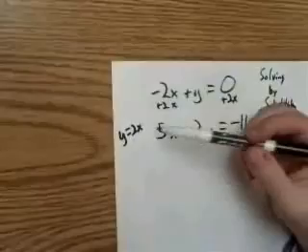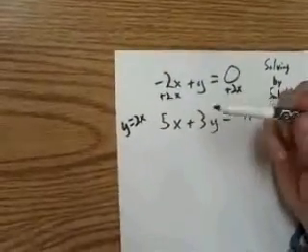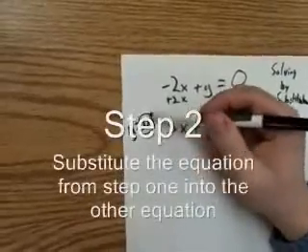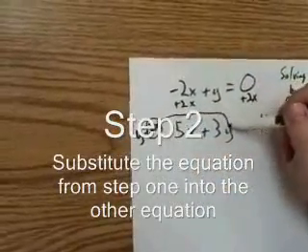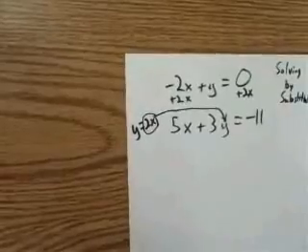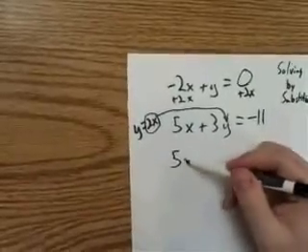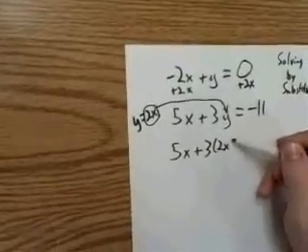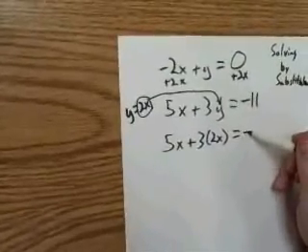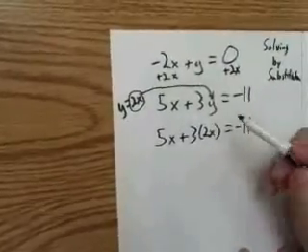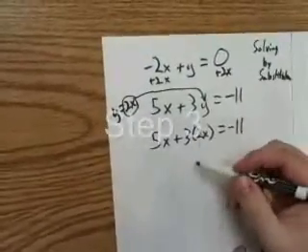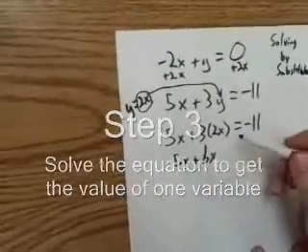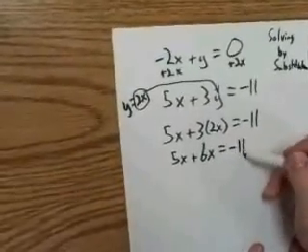What we're going to do with that now that we have this is step number 2. We're going to substitute this into our other equation. We can replace anything with its equal, so we take the 2x and we put it in the place of the y. I'm going to rewrite that equation as 5x plus 3, parentheses, 2x, is equal to a negative 11. Now I just multiply. 3 times 2x is going to give me 6x. I have my 5x still, so 5x plus 6x equals a negative 11.